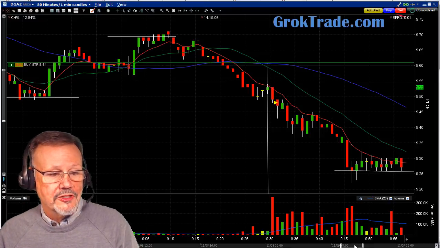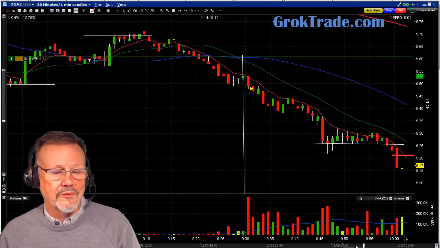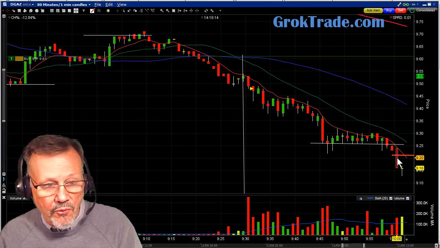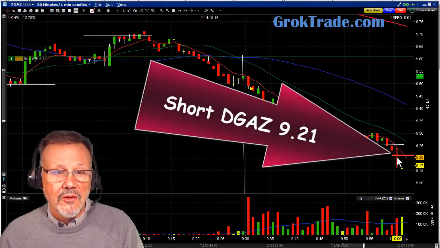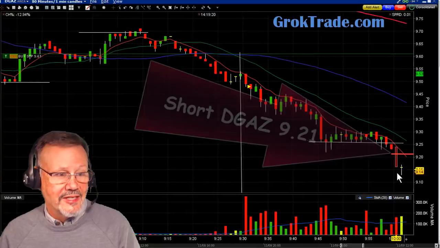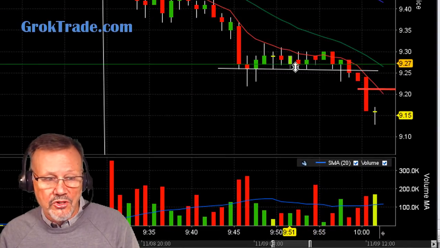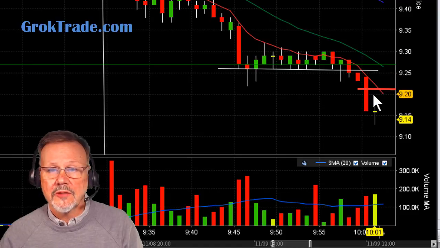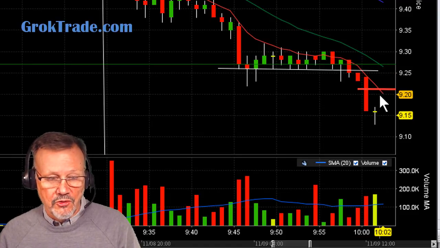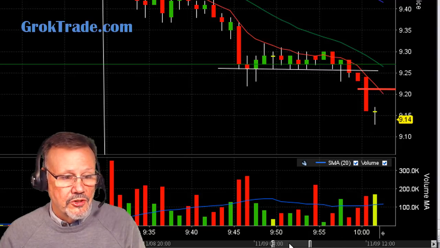Let's see what happened next here. Bam, there it's falling down right there. Bam, I'm now in right here at $9.21. I am short on DGAZ. So let's bring a stop right down here, right above that line, which was support, could now be resistance, to protect myself there. And as we get into the trade at about a 1% stop, it's starting to go down.